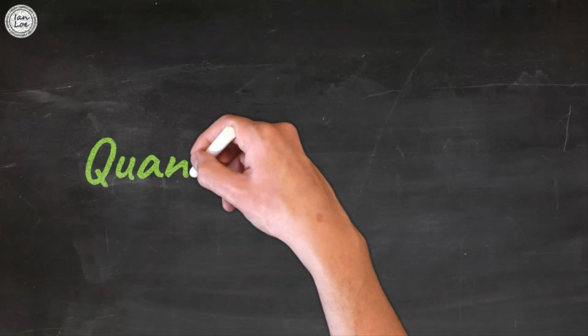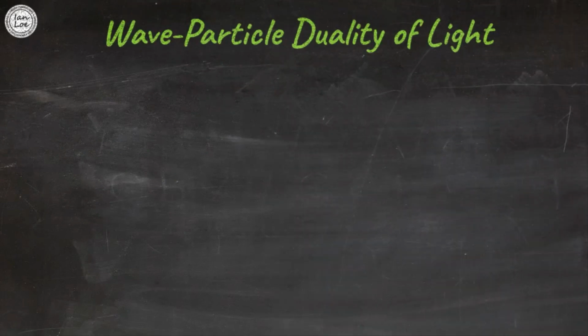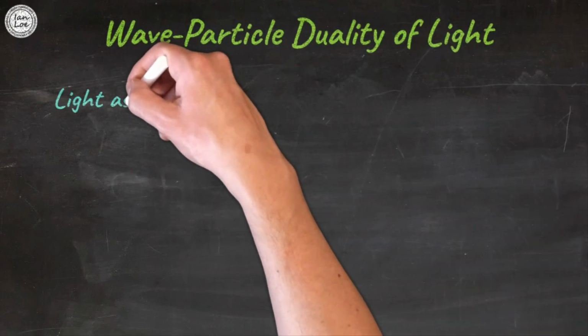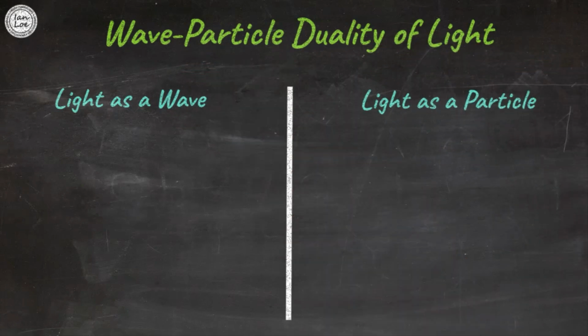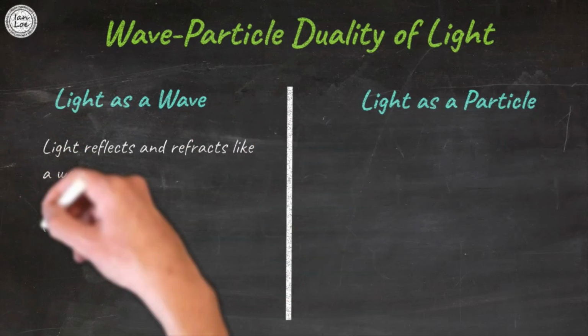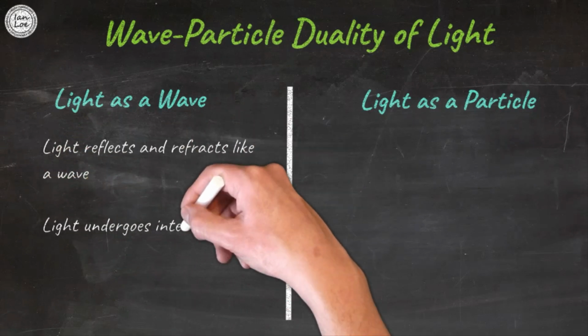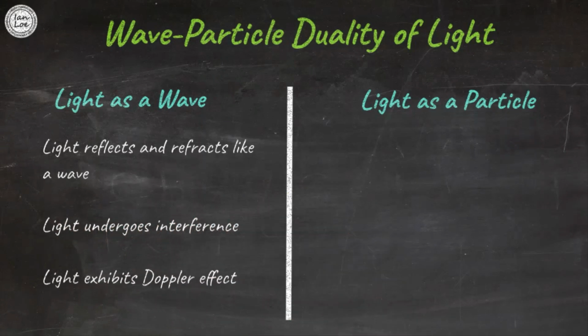Now, before I get into quantum computing, let's talk a little on quantum mechanics. Firstly, I shall talk about the phenomenon of the wave-particle duality of light. This is to say, light can be seen as a wave, but also as a particle. Light exhibits certain behaviors that closely resemble a wave. For example, light reflects and refracts like a wave. Light undergoes interference. Light exhibits the Doppler effect.